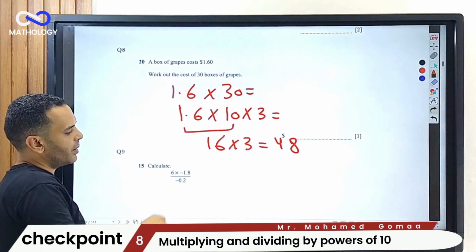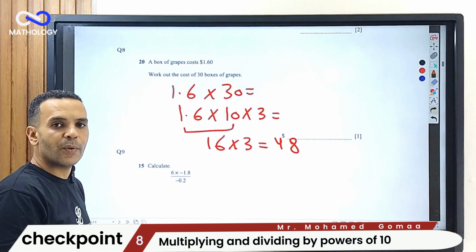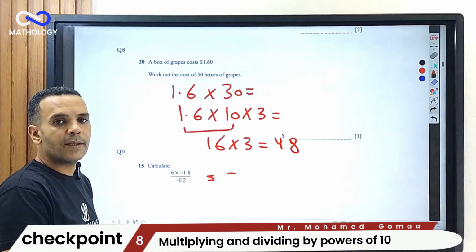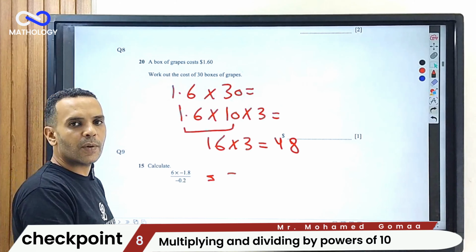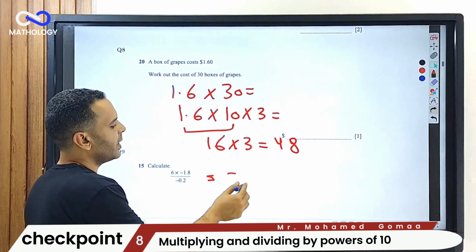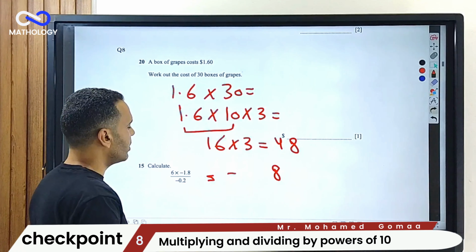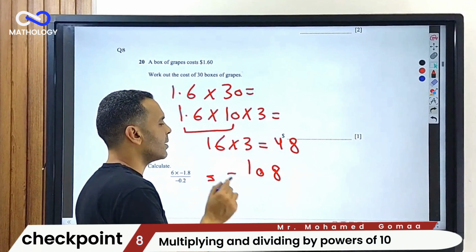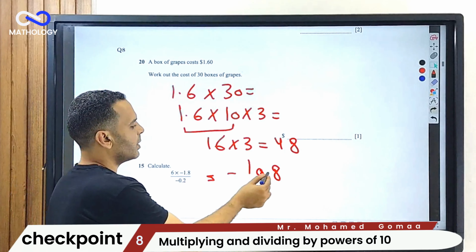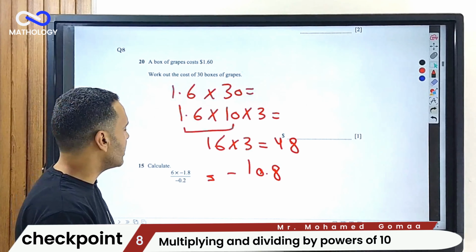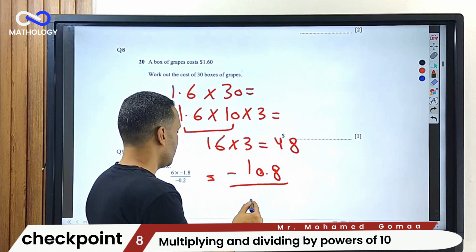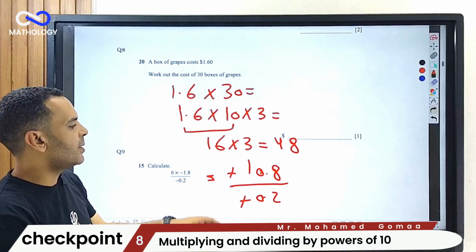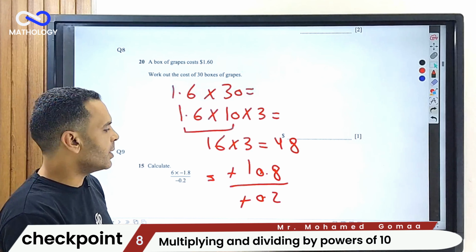Calculate this one. 6 multiplied by negative 1.8, positive by negative, it will be negative. Multiply 6 by 18, then put the decimal point after one digit from the right. 6 multiply 8 is 48, write 8 and carry 4. 6 multiply 1 equals 6 plus 4 equals 10, like this. Put the decimal point after one digit, it will be negative 10.8 over negative 0.2. Negative divided by negative equals positive.